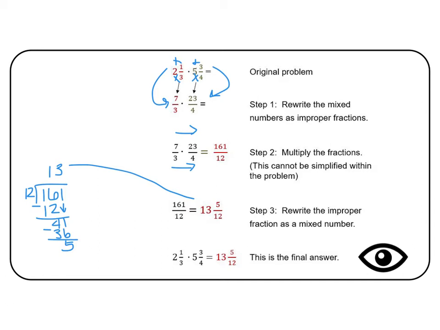And then we stop and see if we can simplify. 5 and 12 do not have anything in common, so that's as simple as we can make them. We know that partially because 5 is a prime number, and so this is our final answer. Let's try some problems together.